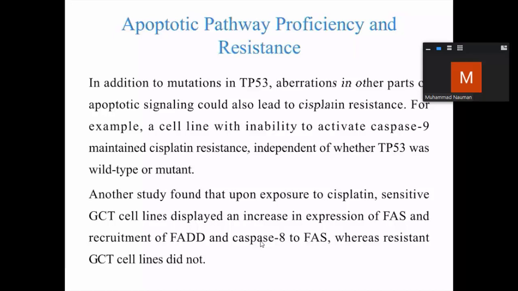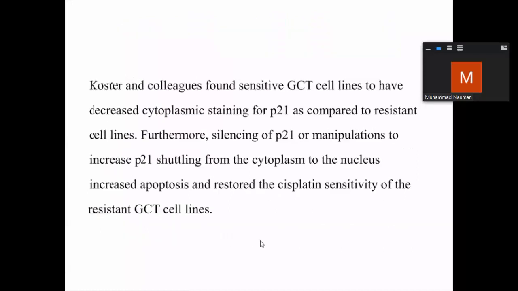independent of whether TP53 was wild type or not. Number two, another study found that upon exposure to cisplatin, the sensitive germ cell tumor cell line displayed an increased expression of FAS ligand and recruitment of FADD death receptors and caspase 8 to FAS, whereas the resistant line did not show this. These Austrian colleagues found sensitive germ cell tumor lines to have decreased cytoplasmic P21 as compared to the resistant cell line. It is well explained in the previous table.